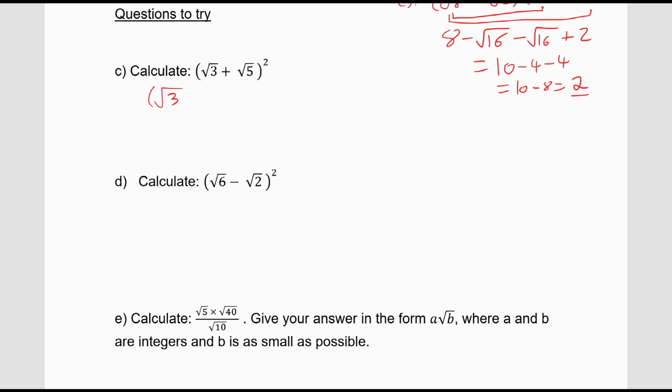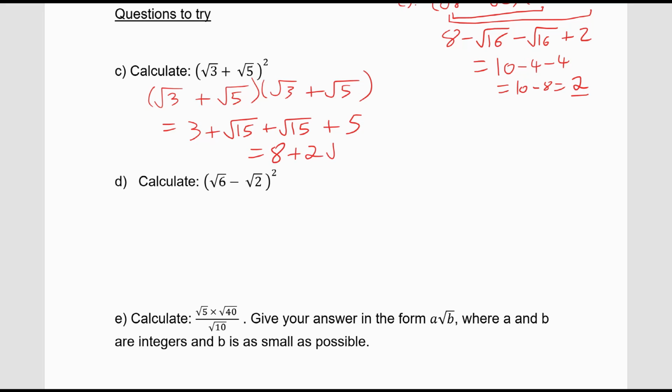So root 3 plus root 5 squared. I have root 3 plus root 5, root 3 plus root 5. Root 3 times root 3 is 3. Root 3 root 5 is root 15. So I have root 15, root 15. Root 5 times root 5 is 5. I have 8 plus 2 root 15, and I don't think we can simplify the root 15.